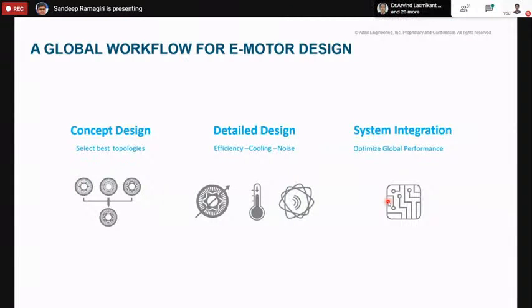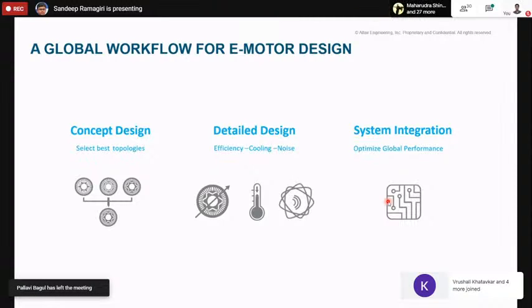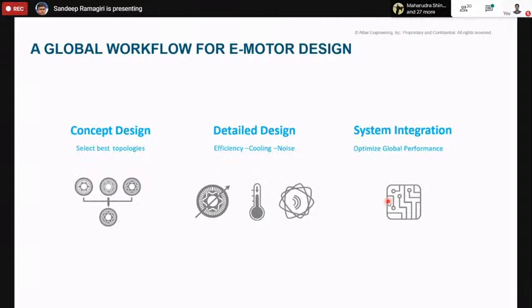It goes from the concept phase to the detailed stage, and then system integration. Once we get the design specifications from the person who decides the load locus, we will know the torque rating that I need to target, the space that is available to me, and the current that is available from the battery. I know those things, and then I need to start the design.